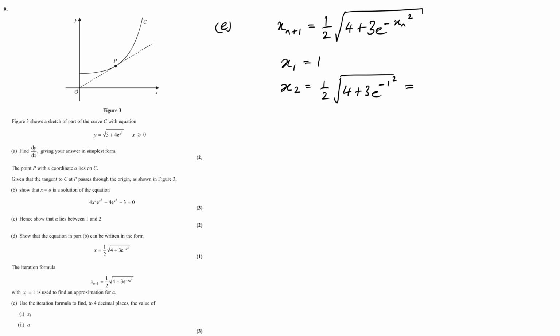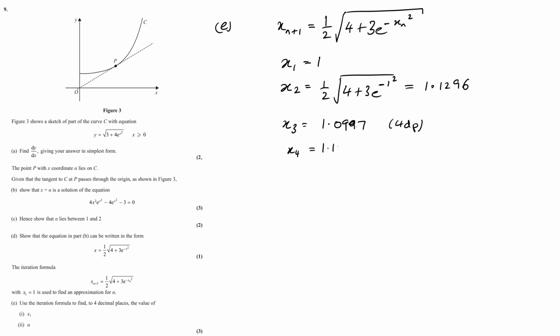Once we've done it and you do it in your calculator, you get 1.129 to 4 decimal places, as it's asking for. And then x3, I just press equals, 1.0997 to 4 decimal places, and that is part 1. And then I need to keep going to find what alpha actually is.